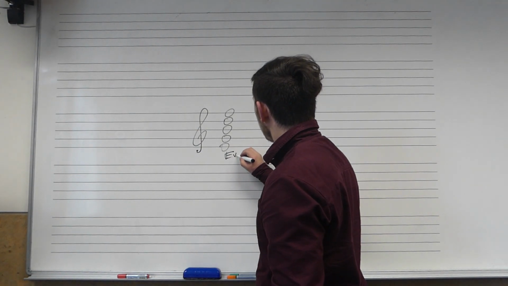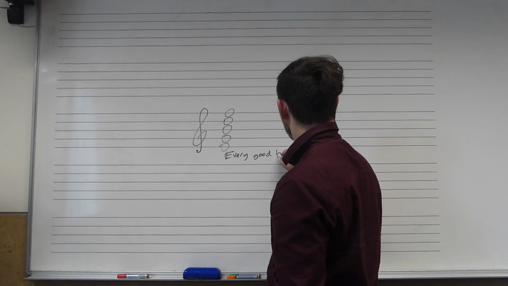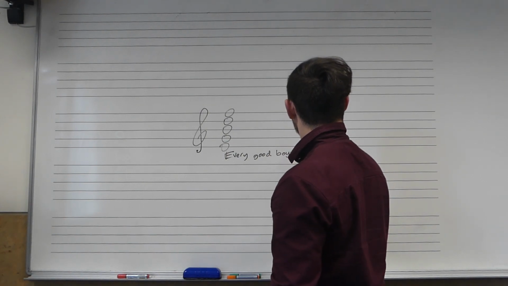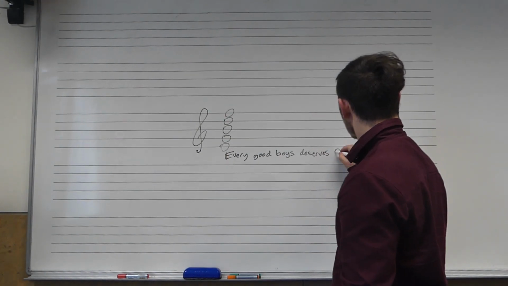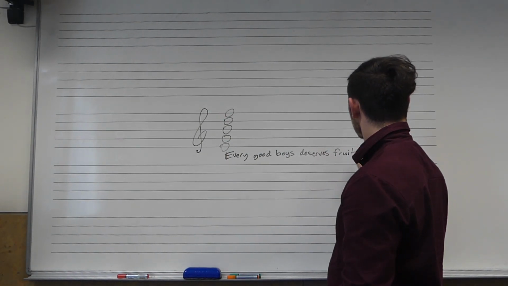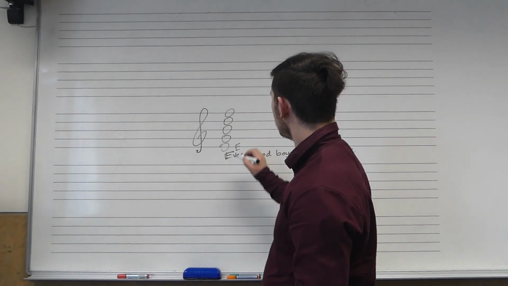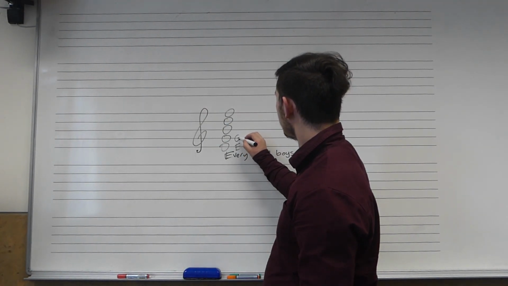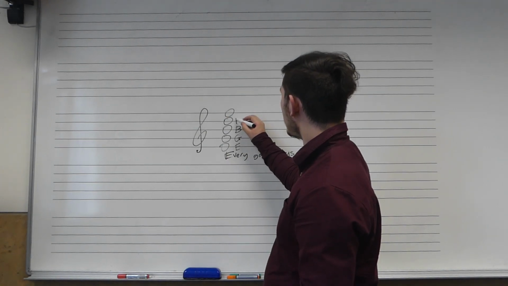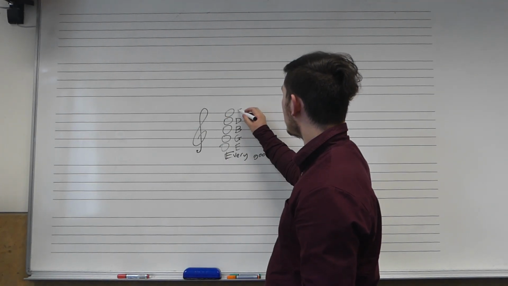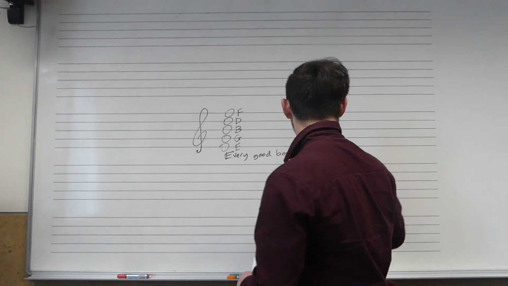It's called every good boy deserves fruit. So here at the bottom we have E, then we have a G, then we have a B, then we have a D, and lastly we have an F.